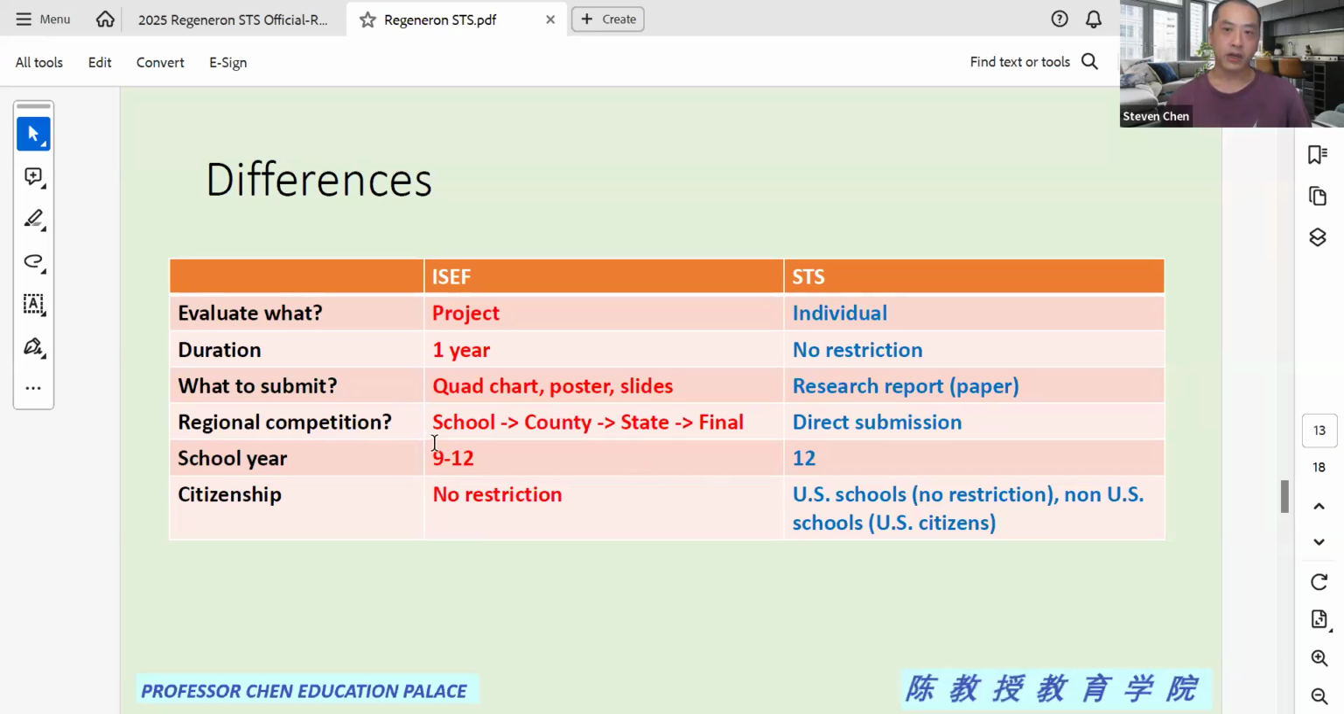And then about your citizenship. For SF, you can use any citizenship. You can attend a high school anywhere in the world. But for STS, it is more strict. You must attend a US school.